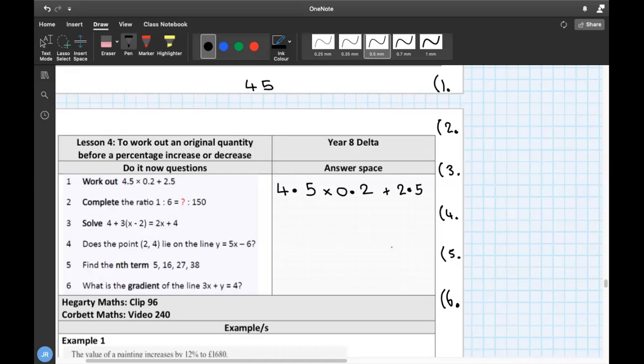45 multiplied by 2, I've taken out 2 decimal places there. If 45 multiplied by 2 gives me 90, then 4.5 multiplied by 0.2 will give me 0.90 or 0.9. So the first part of that is actually just going to be 0.9. Now we're ready to add 2.5. Okay, so there you're going to get 3.4.